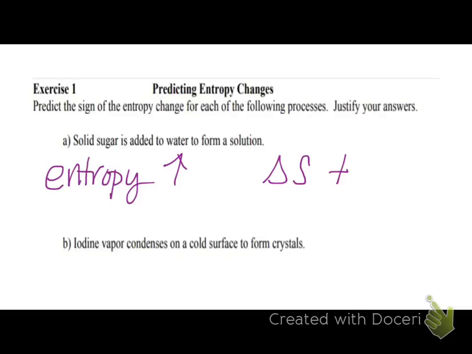In this one, we have iodine vapor condensing on a cold surface to form crystals. So what's going to happen to our entropy there? Entropy is going to decrease. So then delta S would be negative. Okay? Change in entropy, yes. The change in entropy would be positive for the first one, and the change in entropy would be negative for the second one. Okay?